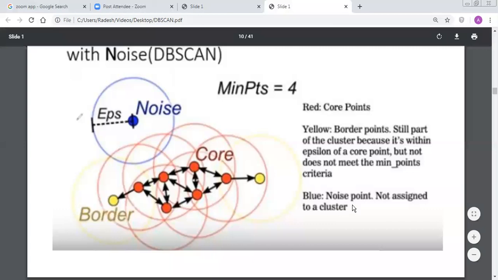And the last one is blue, the noise point, not assigned to any cluster. We calculate the EPS of this one, draw a circle around it, and find whether it meets the minimum point criteria. It is not meeting the minimum point criteria, either in the form of having yellow dots, or there is no possibility of getting red dots. So it is left idle in the form of noise, and it is called an outlier.